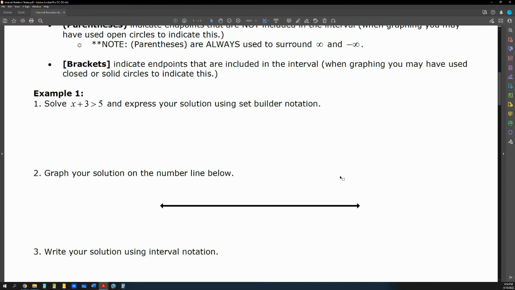I want to solve the inequality x plus 3 is greater than 5, and we're going to express our solution using the set builder notation. So to solve this inequality, I'm going to subtract 3 from both sides, and I get the solution x is greater than 2. Okay, so using set builder notation, remember we use our curly brackets. We're going to say the set x, such that x is greater than 2. Okay, so we're saying all real numbers x such that it follows this condition that x is greater than 2.